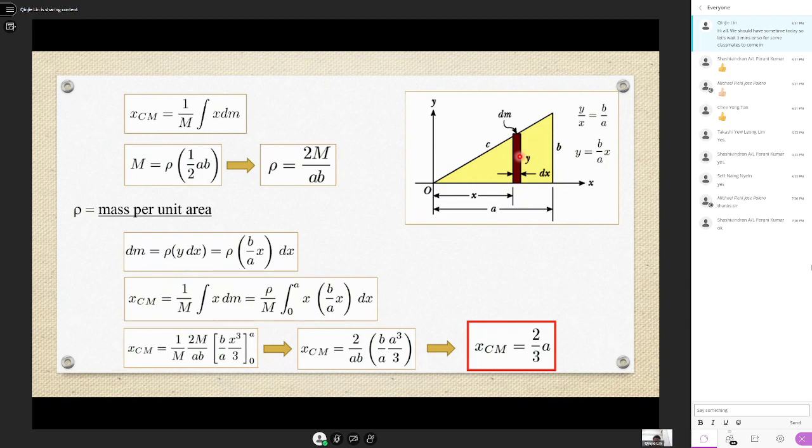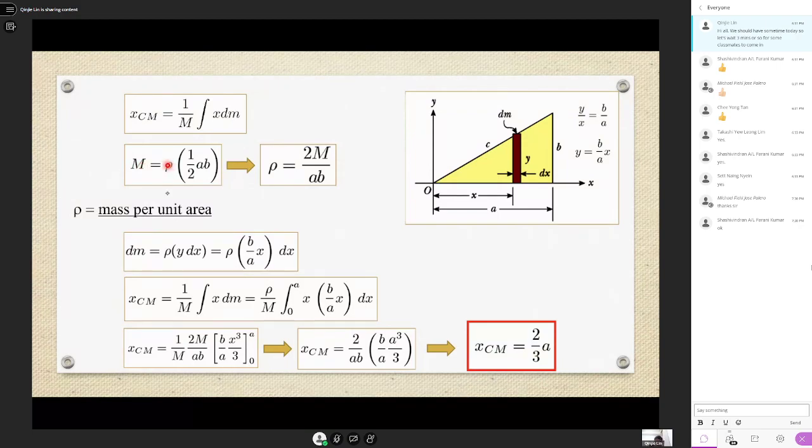Okay, we get ready all this to put into the general formula, because the general formula is 1 over M integral of x dm, right? So the total mass, we can also find as this expression. But down here, the rho is mass per unit area. How to find the total mass? We take mass per unit area times the area. The area of a triangle is half AB, half times base times height. So mass per unit area times area, we are going to get the mass.